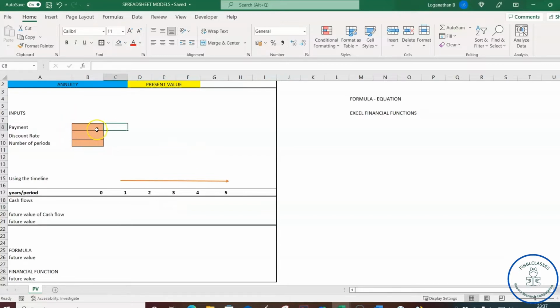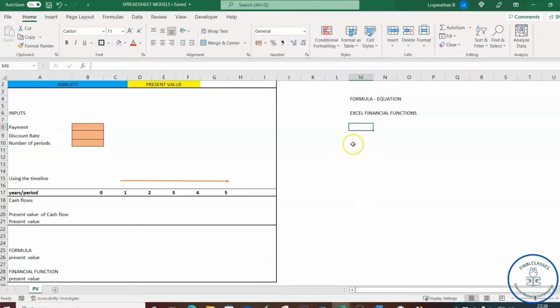Now we have to change the variables. What are the output variables? The output variable we have to change here is the present value. So I'll change the present value here, and here also present value. Change the formula and the financial functions. We'll be using the financial function also. Now we'll work with the formulas first, the formulas with the equation. Then we'll be applying the Excel financial functions.